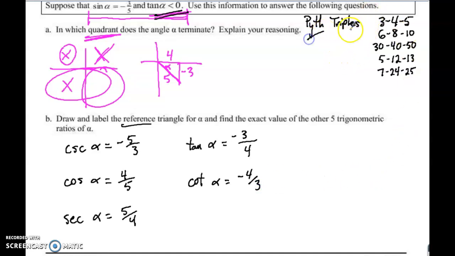And it would be to your benefit to memorize these Pythagorean triples. And again, I like this reasoning, this work to explain your reasoning instead of just saying, oh, quadrant 4. Oh, I forgot to write it down. Quadrant 4 is where sine is negative and tangent is negative. So I like the picture more than I like the words.